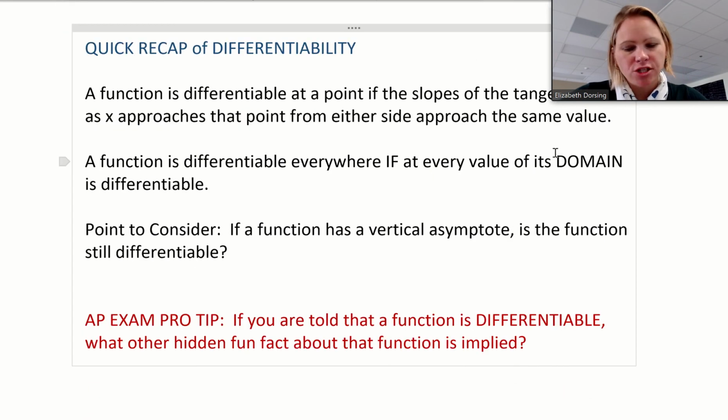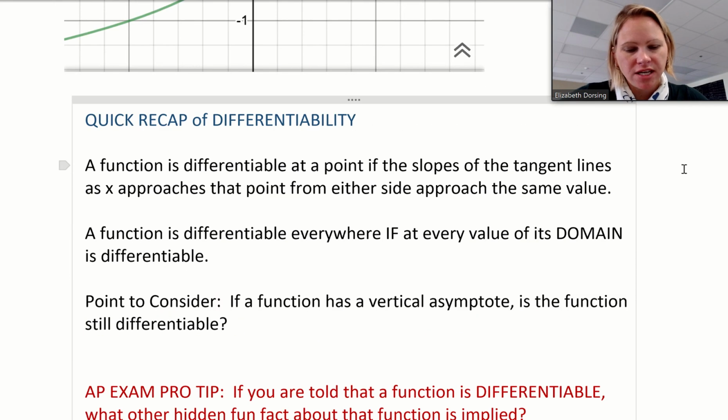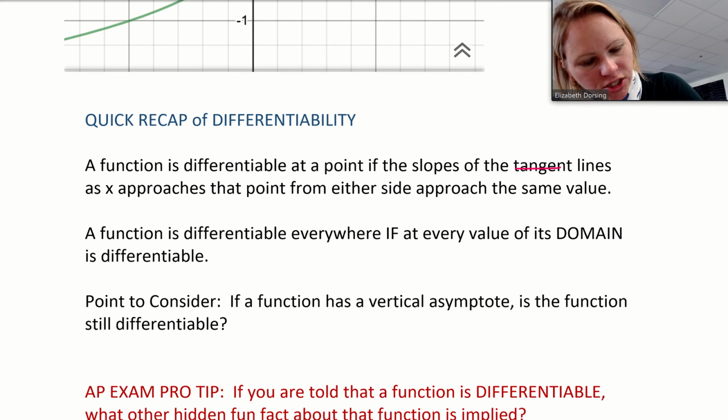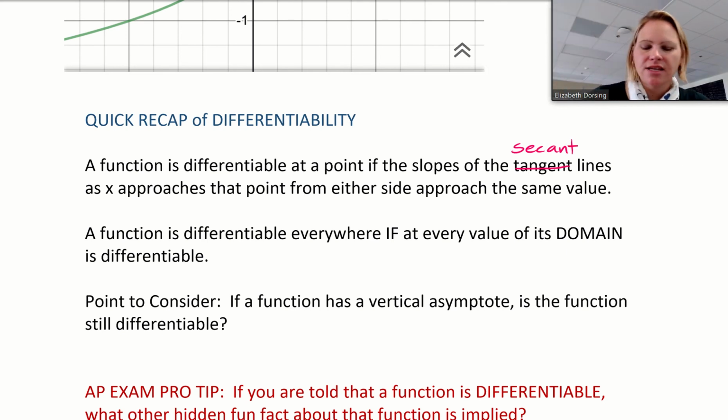A function is differentiable at a point if the slopes of the tangent lines, and I really ought to change that, it's really secant lines, the slopes of the secant lines as x approaches that point from either side approach the same value. A function is differentiable everywhere if at every point on its domain it's differentiable.